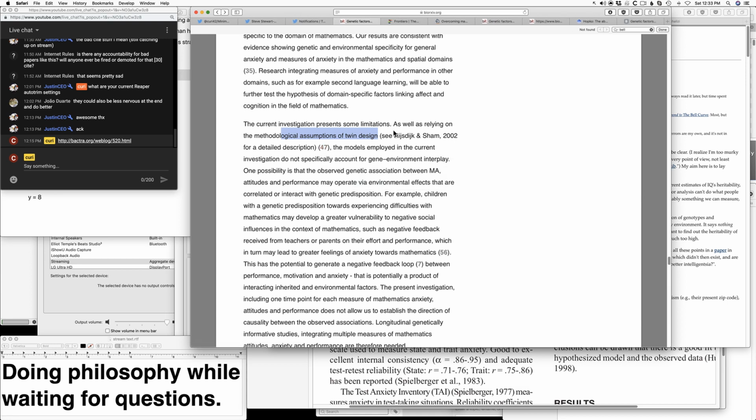Okay, so they actually have a twin design related site. The models employed in the current investigation do not specifically account for gene-environment interplay. Right, so they just completely ignored gene-environment interactions. So all of their conclusions are utterly and completely false and bullshit and dishonest, and they should never publish them. That is the actual thing going on here. Genes and environment have interplay. This is a fact. This is well known. It's basically obvious. And they decided to completely ignore it and publish anyways.